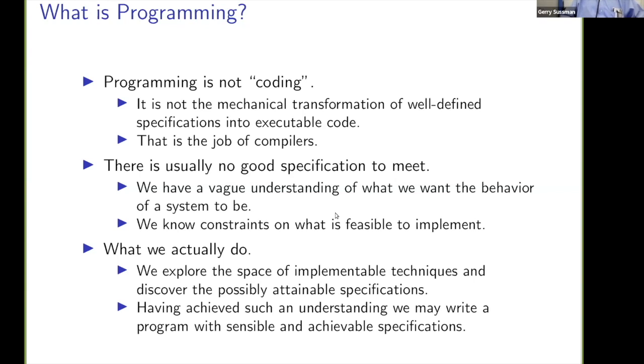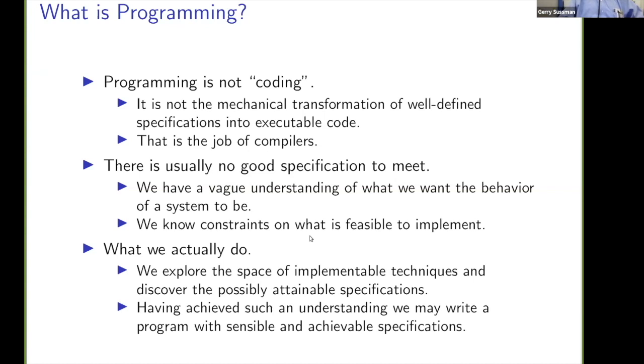In fact, good specifications are almost never from the boss. Our job as programmers is to figure out what we can do, and then we write specifications for what we will be able to accomplish. I want to think of it that way. We basically understand what constraints we have on what is feasible to implement in a reasonable amount of time. And so what we do is we explore the space of implementable techniques to discover the possibly attainable specifications. Having figured that out, we then write a program with those specifications if we're good at it.